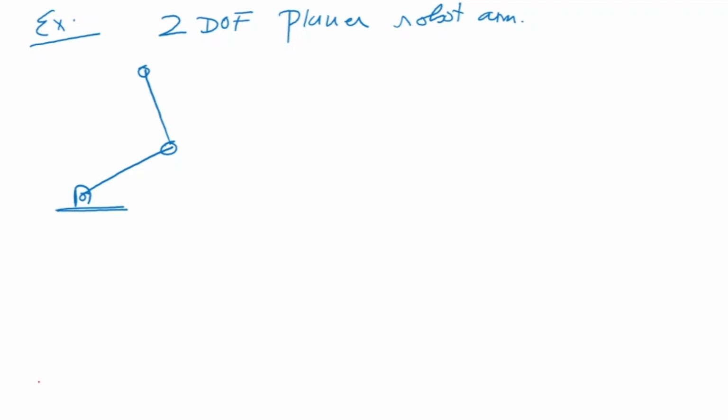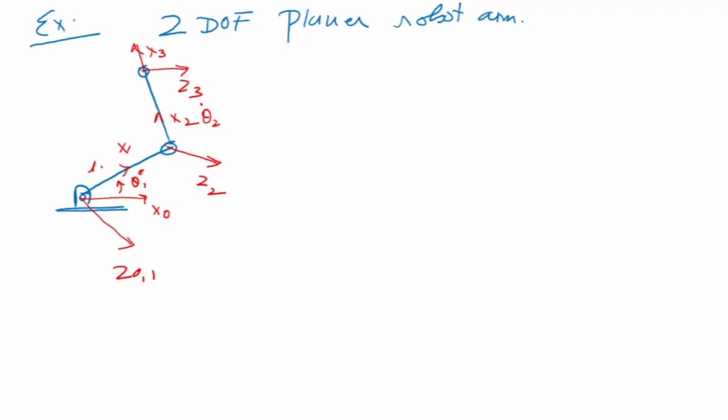So what do we do? The first thing we do is to put our Z0, Z1, this is X0, this is X1, that's my Z2, that is my Z3, this is X2, X3. This is having an angular velocity theta 1 dot, and the second has angular velocity theta 2 dot. Let's say the link lengths are L1 and L2.